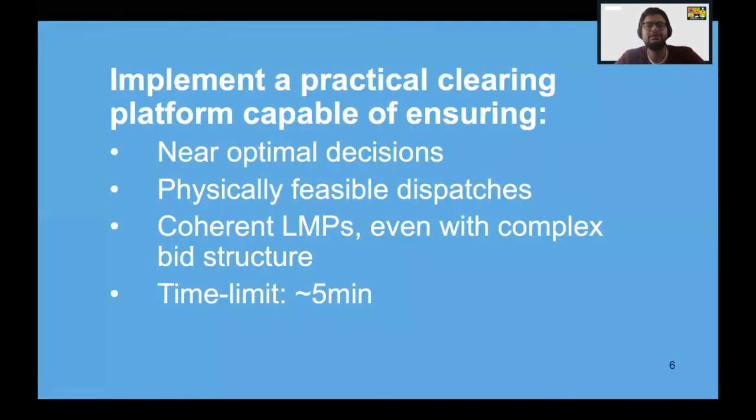And the goal of this work is to implement a practical clearing platform capable of ensuring optimal or near optimal decisions, and a physically feasible dispatch. It should also be able to return coherent prices, so locational marginal prices, even if we have complex bids. And we impose a time limit of 5 minutes.